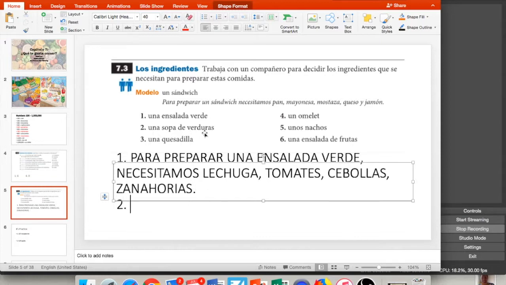Check out another one. Look at number two. To make some vegetable soup, para hacer or para preparar una sopa de verduras, necesitamos verduras. Necesitamos zanahorias, maíz, we need corn, we need carrots, all that good stuff to make some vegetable soup.